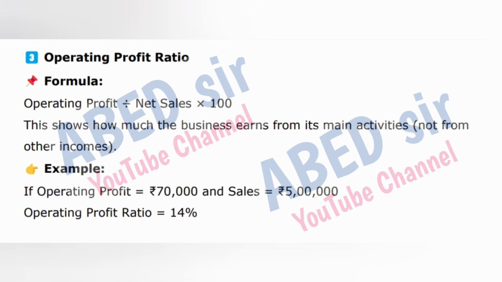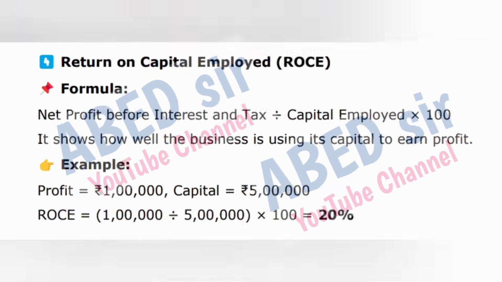3. Operating profit ratio. Formula: operating profit divided by net sales times 100. This shows how much the business earns from its main activities, not from other incomes. Example. If operating profit is equal to 70,000 rupees and sales is equal to 5 lakh rupees, operating profit ratio is equal to 14%.